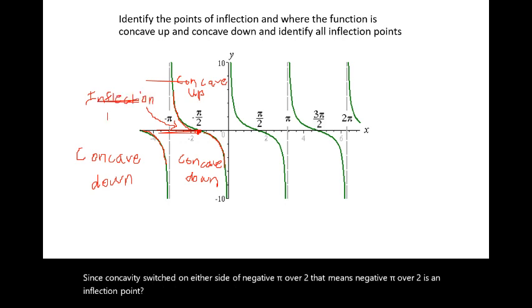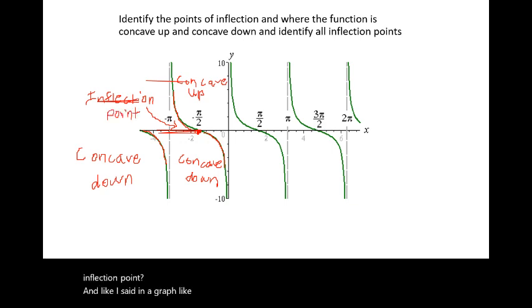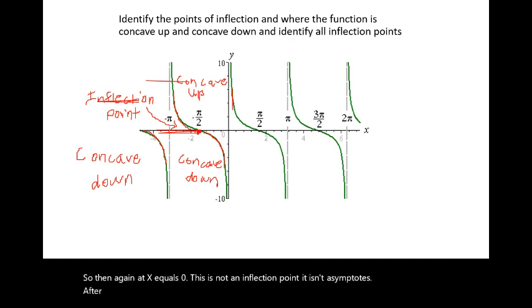And like I said, in a graph like this, inflection points are really obvious. In a lot of graphs, they're not. So then again, at x equals 0, this is not an inflection point. It is an asymptote. So after the asymptote, it goes back to curving slightly up, so it's back to concave up.